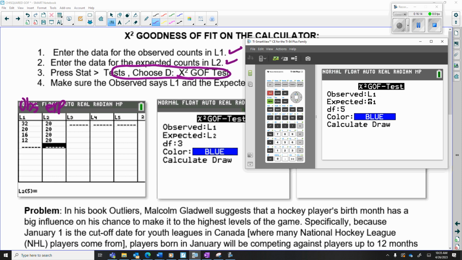They're in L2, so you're going to press second 2. And then the degrees of freedom is 6 minus 1, which is 5. We could choose calculate or draw. If we choose calculate, we'll get the same chi-squared test statistic, which is 9.8, and we'll get our p-value.